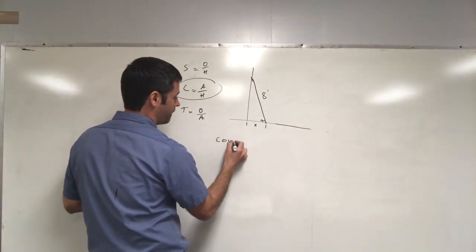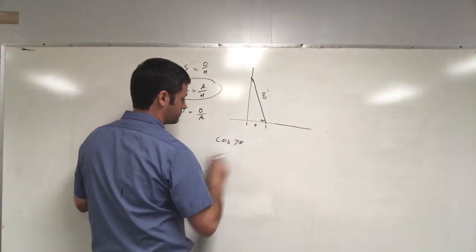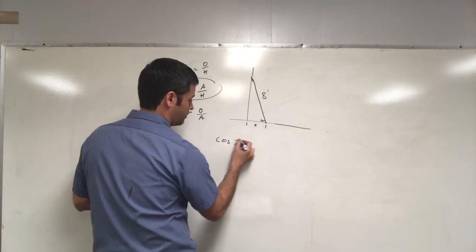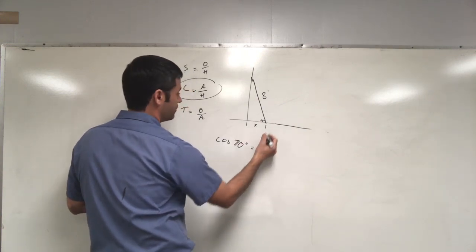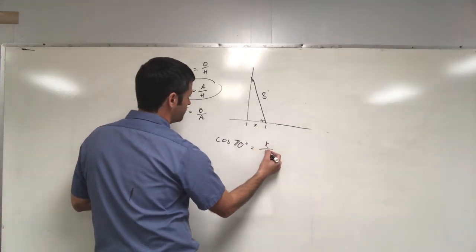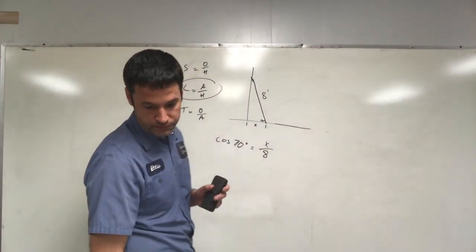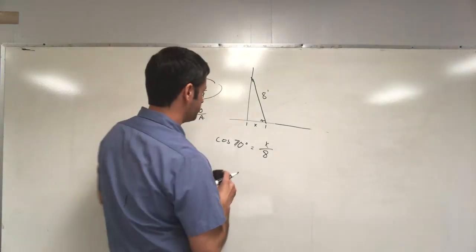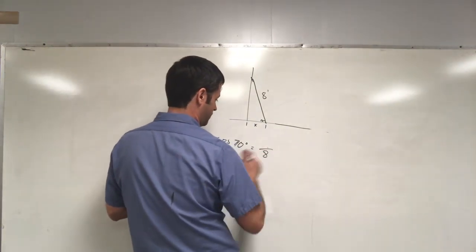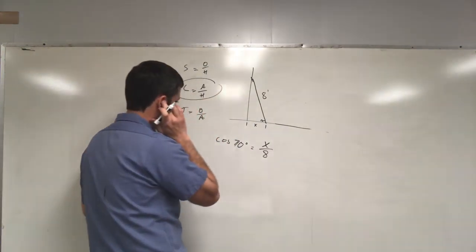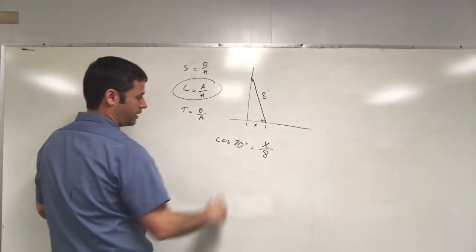The cosine of a 70-degree angle is equal to adjacent over hypotenuse. Did I do that right? Yes. So solve for x. That's an x right here. Solve for x. And since it's divided by, you take everything times 8.